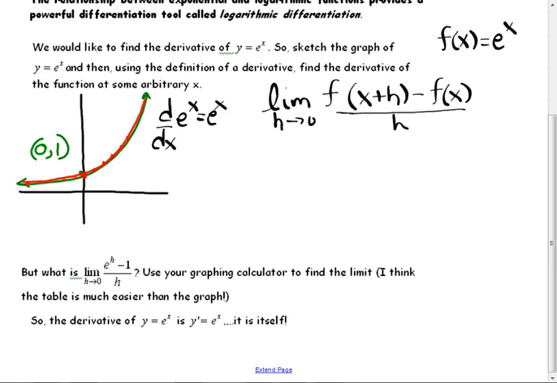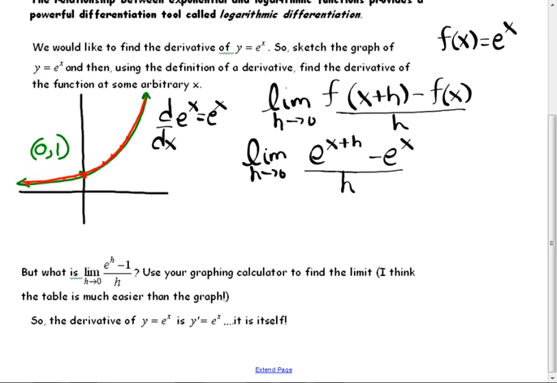So is it x times x minus 1? No, it's an exponential. It's e to the x plus h minus e to the x all over h. You're not going to have to prove it. I'm not going to use the definition. I'll summarize it all at the end, what you need to know.